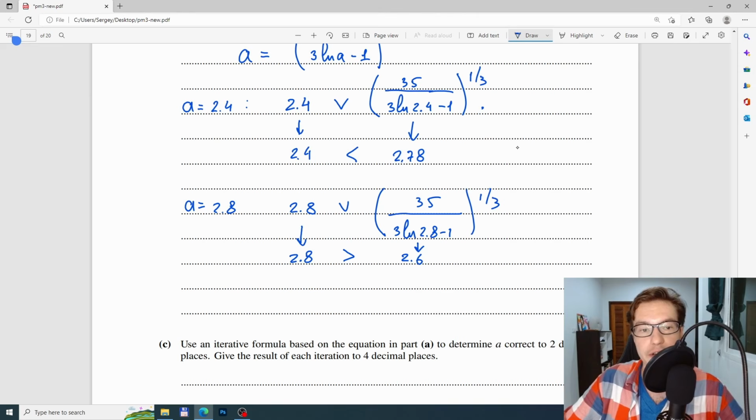Okay, so now comparing these two results, we can conclude that somewhere in between 2.4 and 2.8, the left side must be equal to the right side. And I will state this as the conclusion for this question. So the change of the inequality sign indicates the presence of the root.